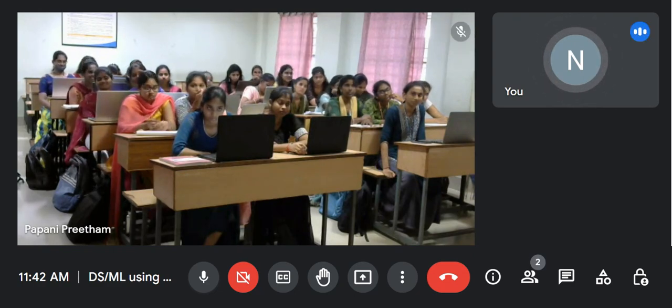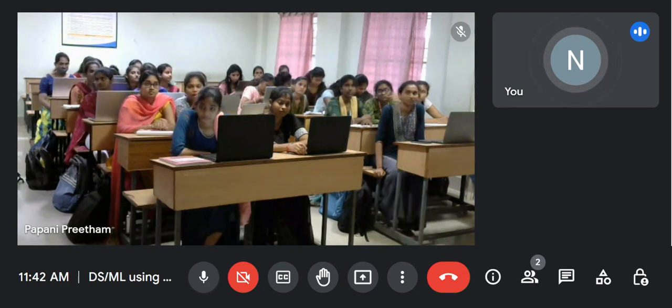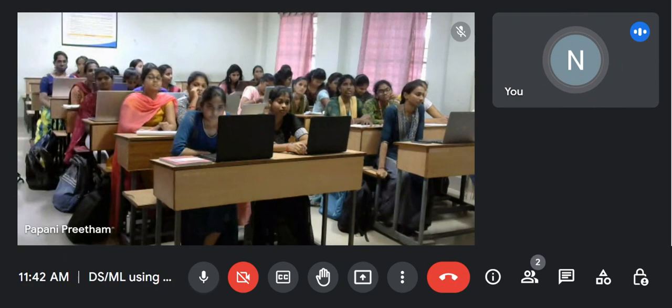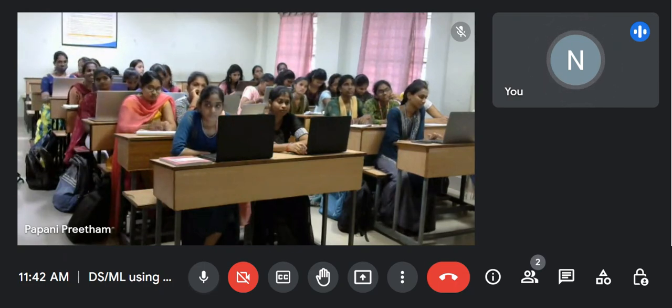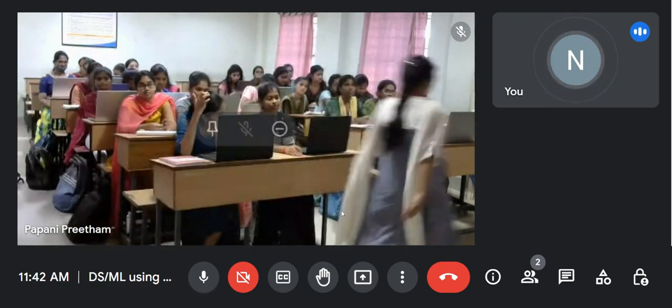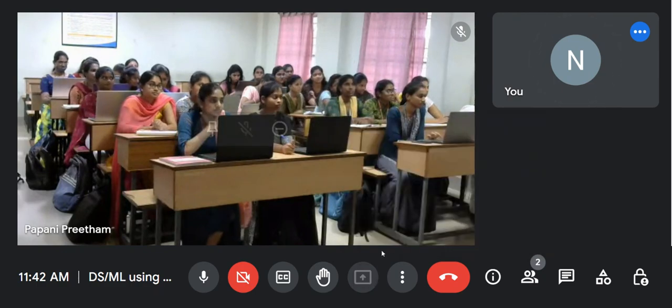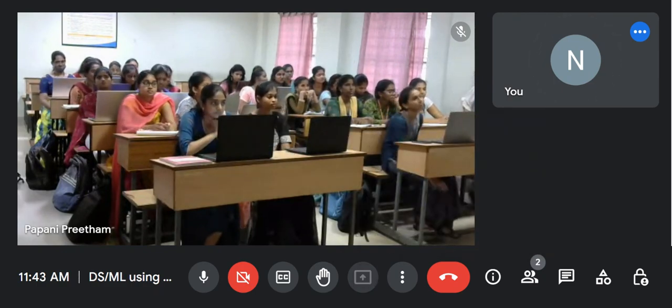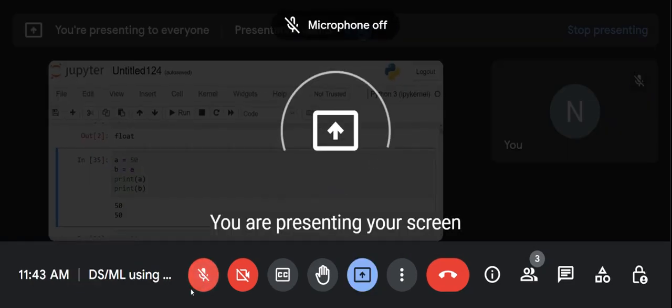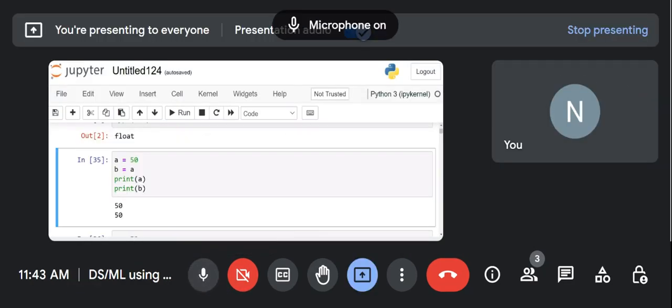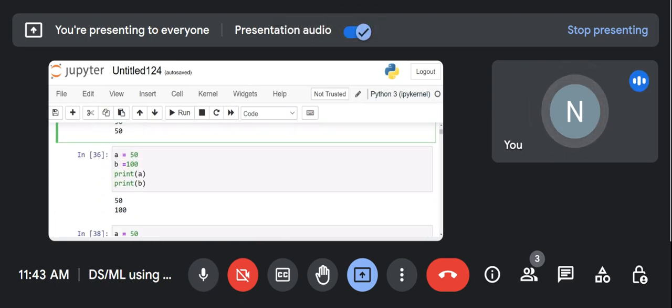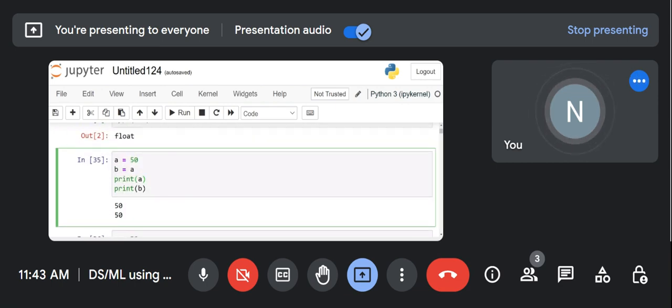Here it doesn't mean that if you are using different variable names, they will be having different memories. No, that's not the case. Both a and b are referring to the same memory cell where the value 50 is present. Okay, let me get back to the code. Now a equal to 50, b equal to 100, print a, print b. Now this makes clear sense that both the variables are different, they are using different memory cells, and yes, the values are printed. Previously the case was different.